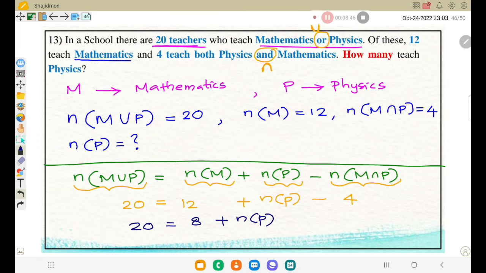Now number of P, keep it to one side. Number of elements of P equals 20 minus 8, taking 8 to the other side, that means 12. Number of P, physics teachers, equal to 12. Number of teachers who are teaching physics is 12. I hope you understood this question. Okay, now let me go to the next question.